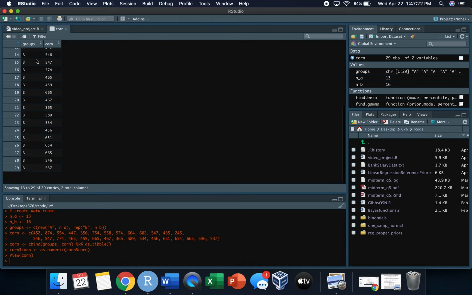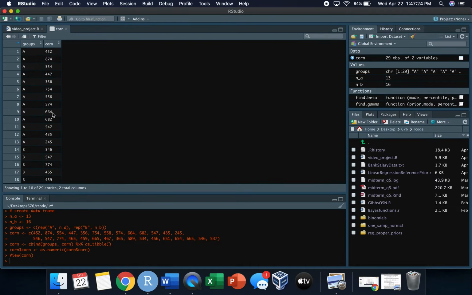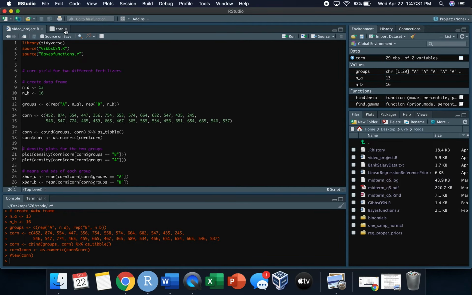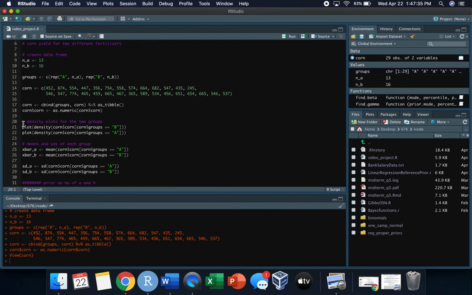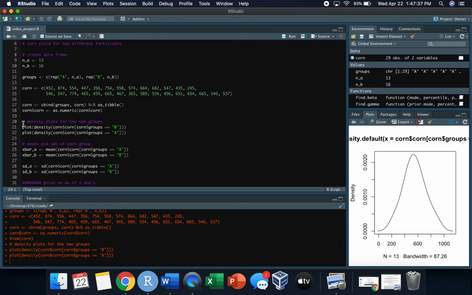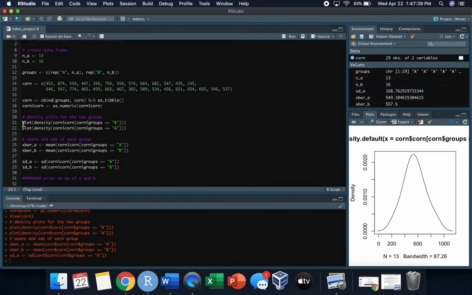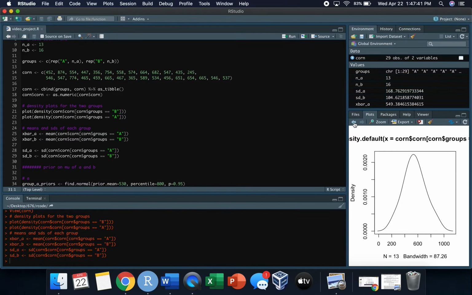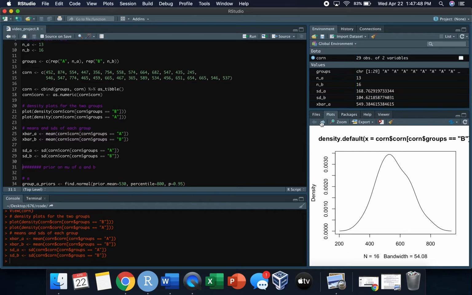So there's two groups, A and B, and then this is the response, I guess, technically. So it's the yield for each one of the two groups of fertilizer. So here's just an initial density plot of the two, and I'll calculate x bar and SD for each one. So both of the densities are fairly normal in both cases.